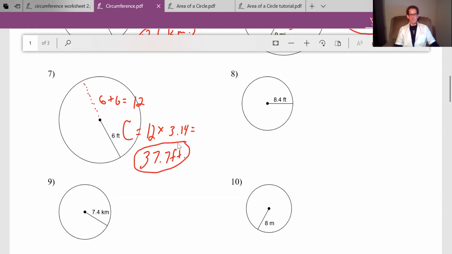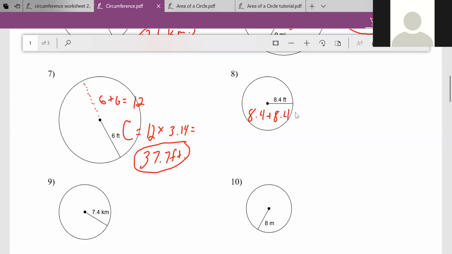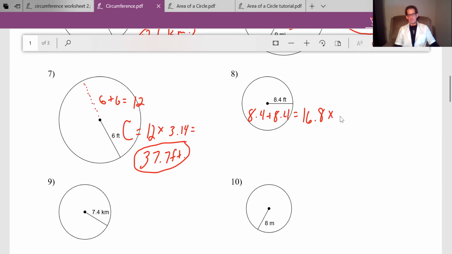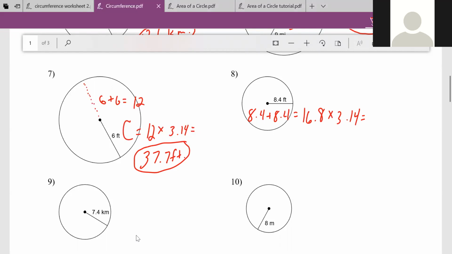Okay. Let's check number 8. I have 8.4 for the radius. And so double that, 16.8. It should be 16.8 times pi for circumference. Let's find out what that's going to equal. 16.8 times 3.14.